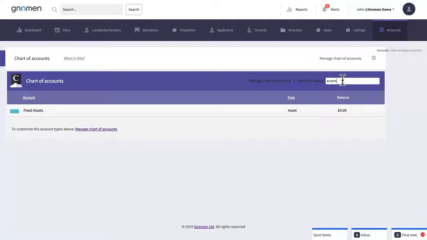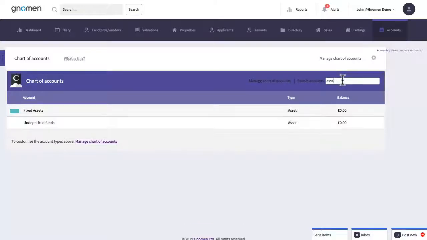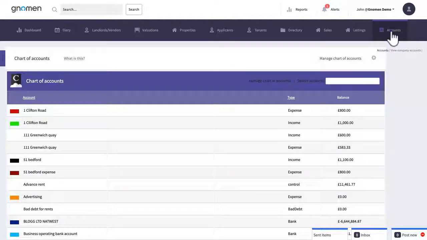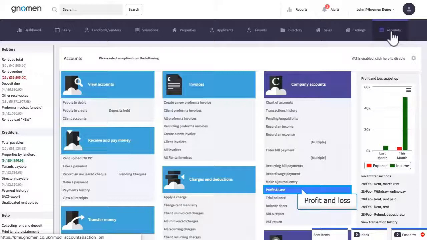These are collateral assets that you purchase for a company such as computer equipment or furniture. They won't appear in your profit and loss report, but you'll find them in your trial balance. To depreciate an asset, that's done via the journal entry. The income and expense accounts can also be seen via the profit and loss report.